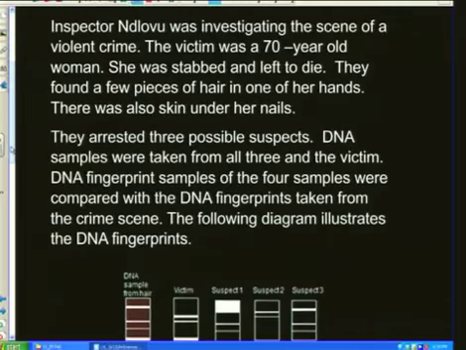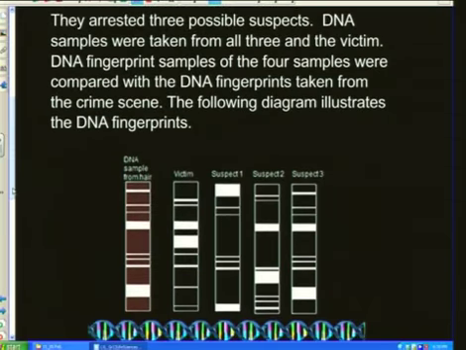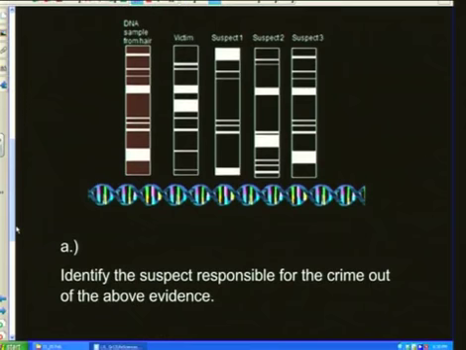This guy was investigating the scene of a violent crime. A 70-year-old woman. She was stabbed and left to die. They found a few pieces of hair in one of her hands. There was also skin under her nails. They arrested 3 possible suspects. DNA samples were taken from all 3, and hence we come to this point here. So here we're getting the DNA sample from the hair. Here, there's the DNA sample from the victim, suspect 1, 2, and 3.